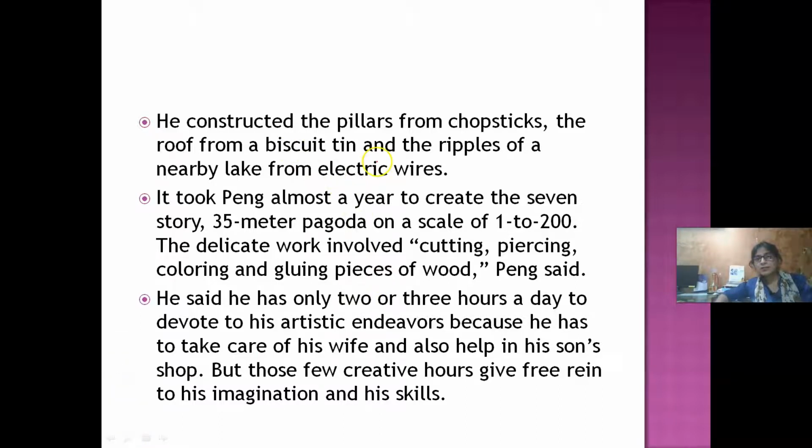He constructed the pillars from chopsticks, the roof from biscuit tin, and the ripples of a nearby lake from electric wires. So what are the three things he has used for the reconstruction? The chopsticks, the biscuit tin, and the electric wires.